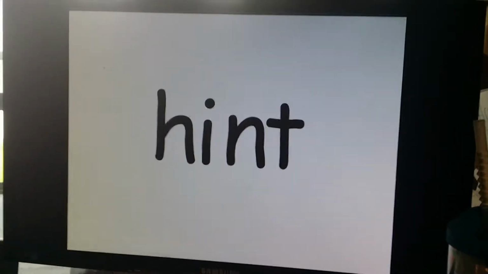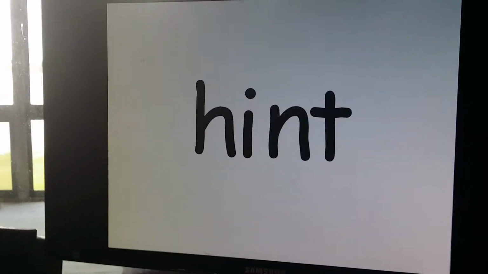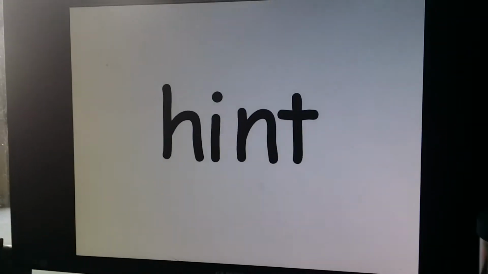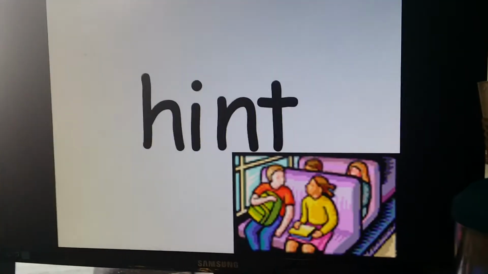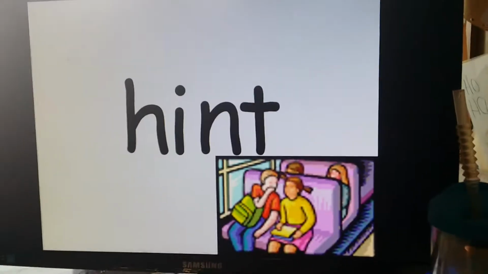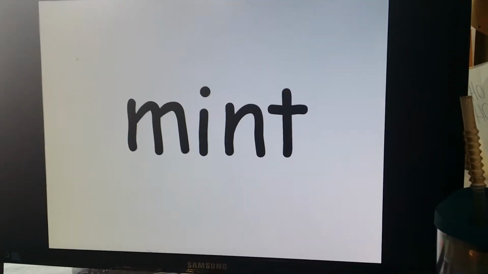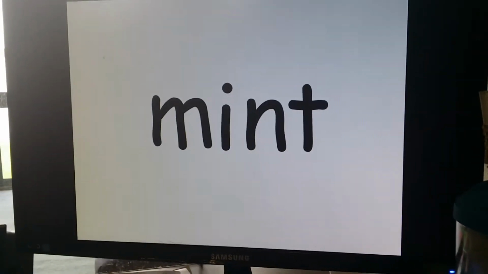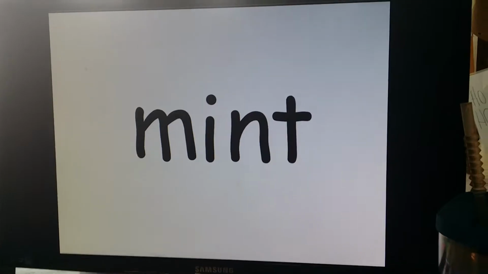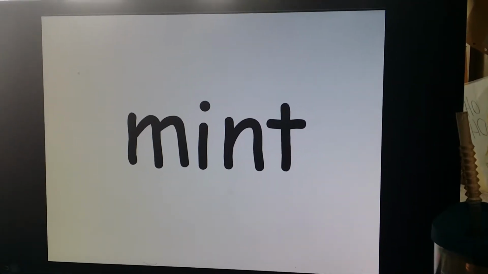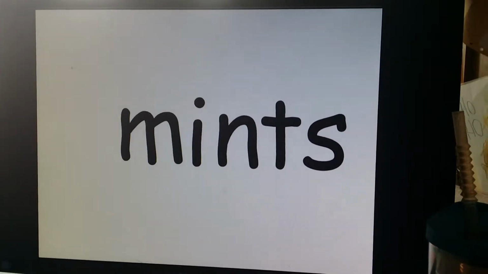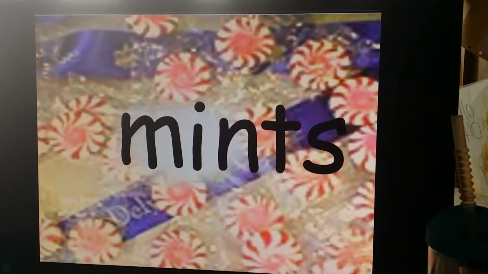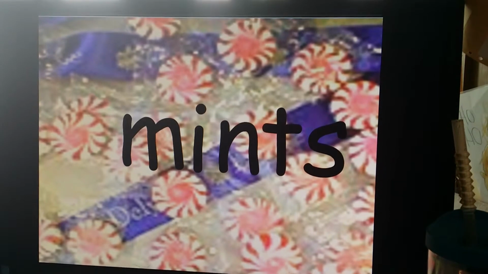Int, hint. Do you need a hint? No, you already know. I'm going to whisper a hint. I'll give you a hint. Okay. Int. Mint. There's the S on the end. Now it's going to mean more than one. Lots of mints.